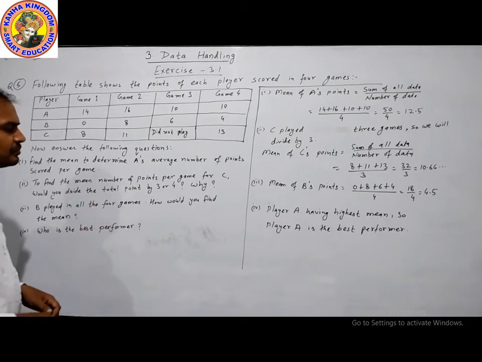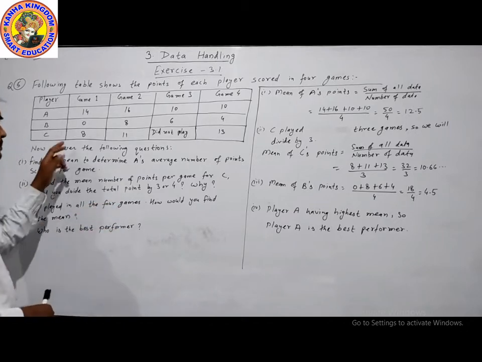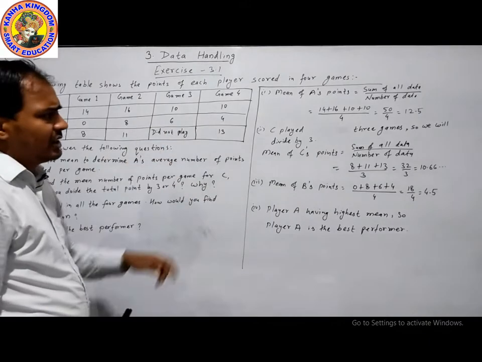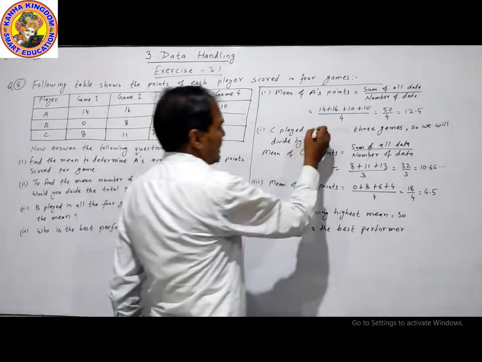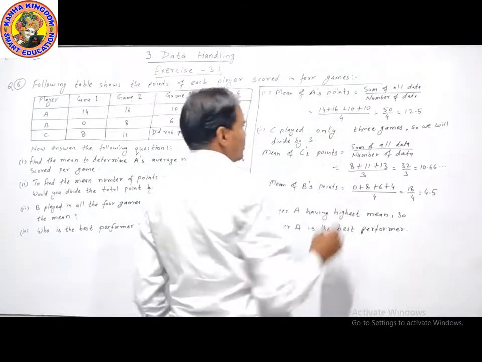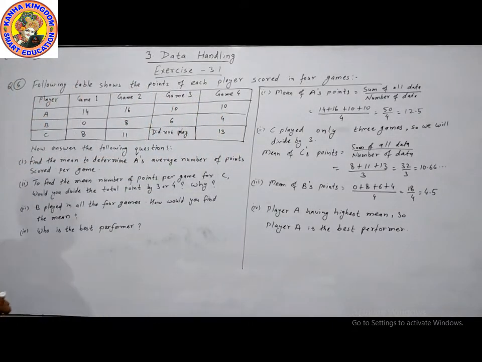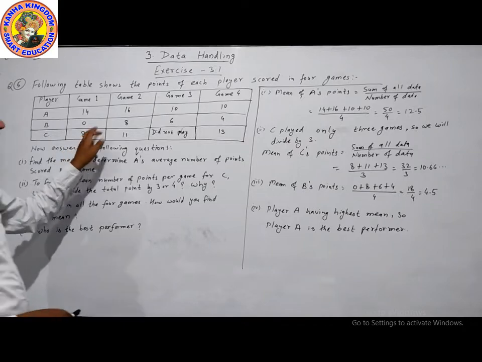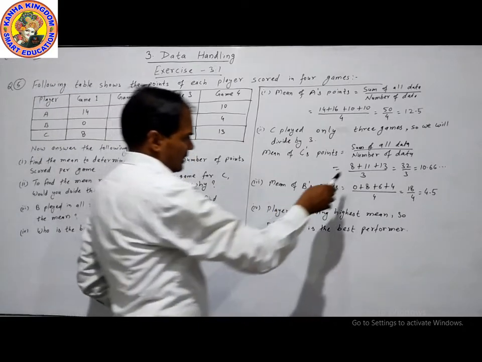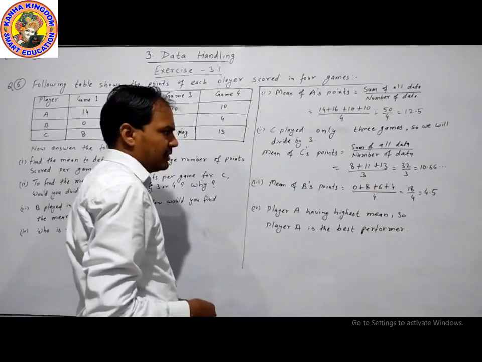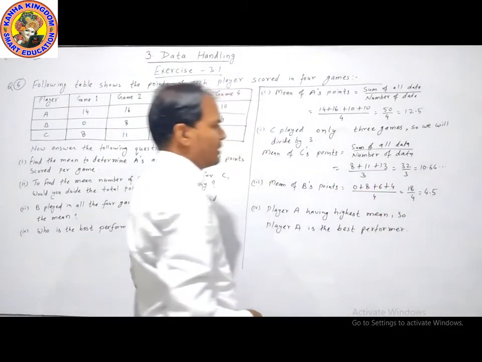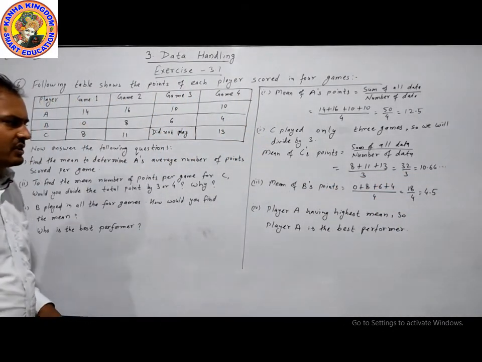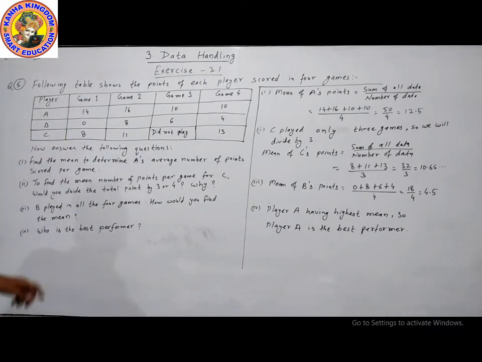Number second: to find the mean number of points per game for C, would you divide the total points by 3 or 4? Player C played only 3 games, so we will divide by 3. Mean of C's points is sum of all data divided by number of data. Sum is 8 plus 11 plus 13: 11 plus 13 is 24, 24 plus 8 is 32, divided by 3. Answer is 10.666.